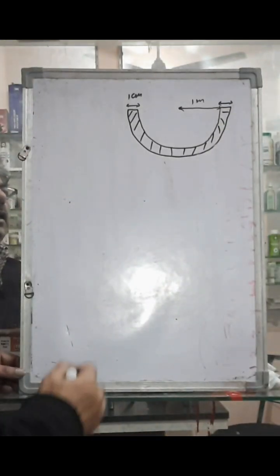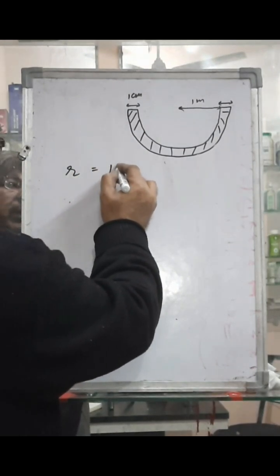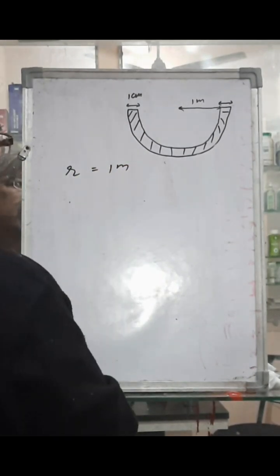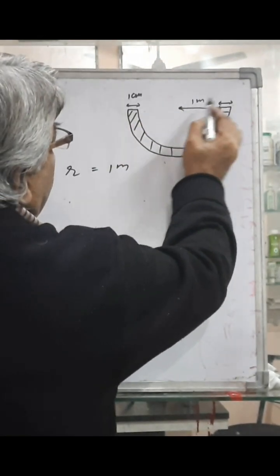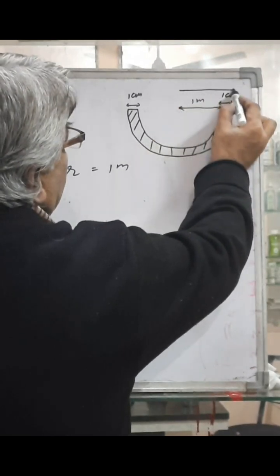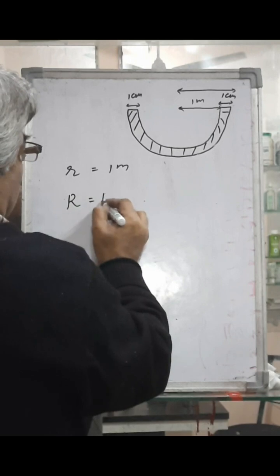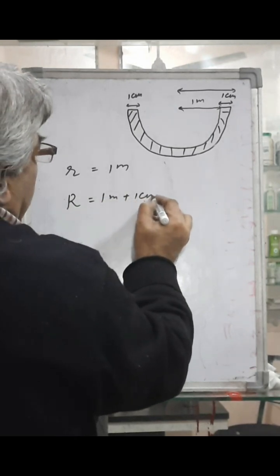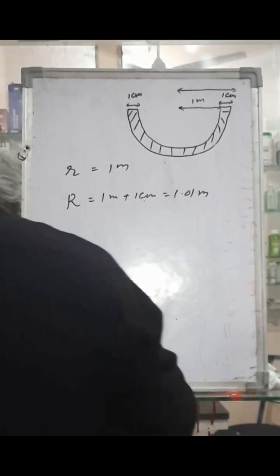So, the inner radius is given as 1 meter. The thickness is 1 centimeter. If we add these both, we get the outer radius: 1 meter plus 1 centimeter, 1.01 meter.